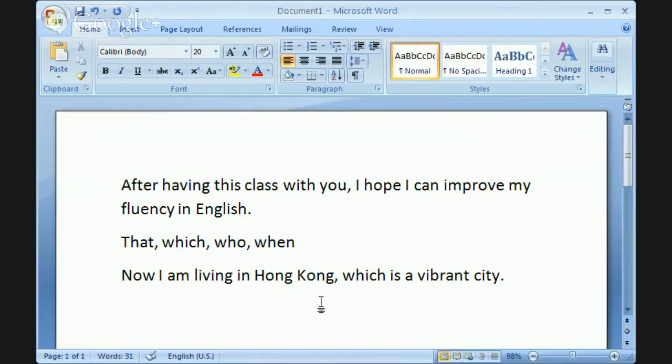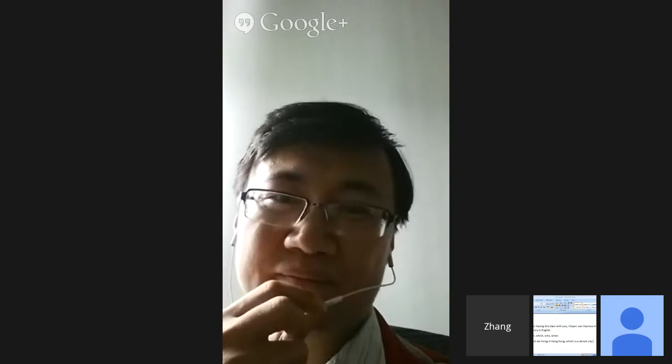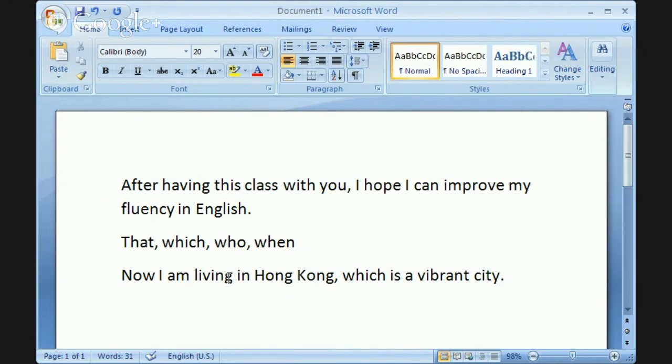Does that make sense to you? Now I live in Hong Kong. Not I'm living, right? No, no, no. I have no problem with your verb tense, the present continuous, am living. Because you use now, I would also choose present continuous whenever I use the adverb now, generally. I like your choice of verb tense. Now I am living in Hong Kong, which is a vibrant city. Actually, this is a complete thought. There's no problem with it.